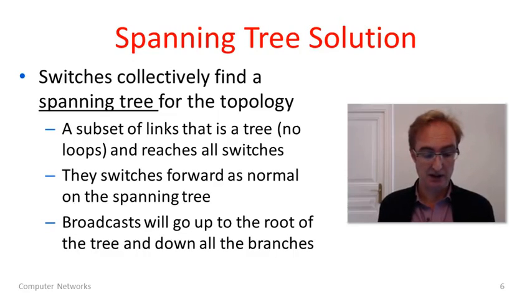Once we find this spanning tree, this is the first step, the thing we want to do, then we simply use it as before. Switches simply forward frames along the spanning tree. So they just pretend that the topology was only the spanning tree. If we know which way to go, great, it'll get there. If we don't, we're going to broadcast. And if we broadcast on the spanning tree, frames will tend to go up the spanning tree to the root and then down all branches, so they'll get everywhere, but they won't loop.